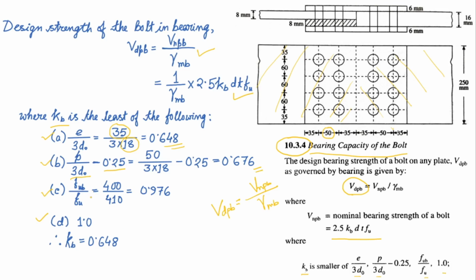And then FUB by FU, ultimate strength of bolt and ultimate strength of plate, 400 by 410. Its value is 0.976 and the last value is 1. So we have to consider the least of these 4. So the value of kb is 0.648.